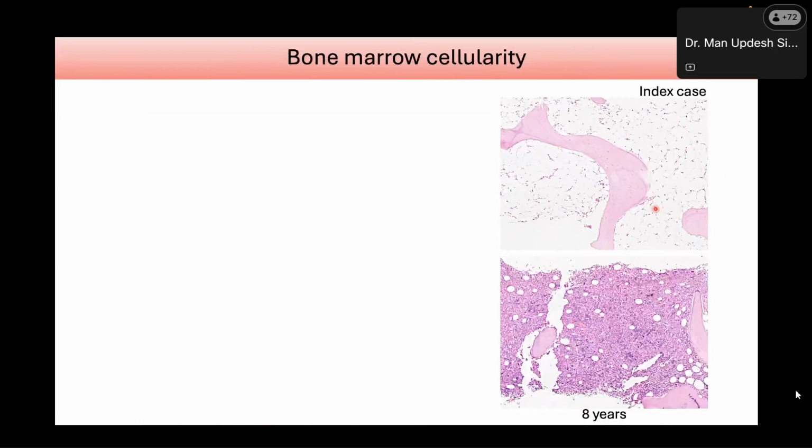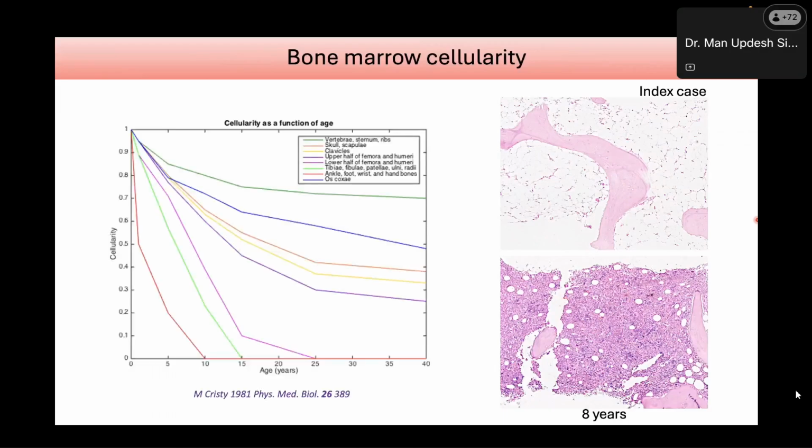If I have to tell how normal bone marrow looks over the age, then remember the bone marrow cellularity decreases with age, and there is apparently a formula we many times use to assess it. But remember, many of the long bones, like the light green, which are the long bones, tibia, fibula, the cellularity there reduces very fast over the age. Whereas the flat bones, skull and vertebra, and the iliac bone or sternum, where bone marrow is most likely done, retain the cellularity much longer.